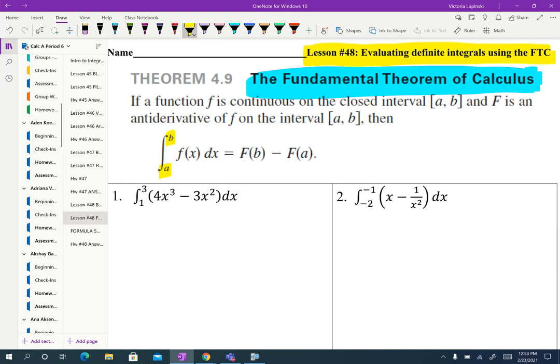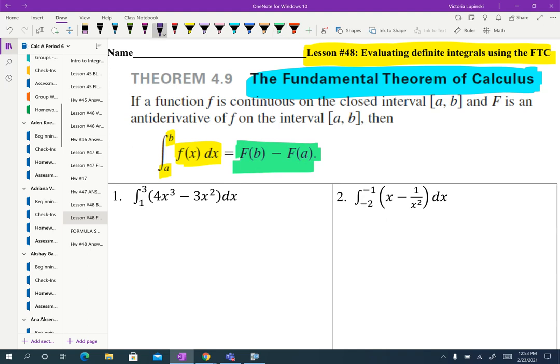So again, what is the fundamental theorem of calculus? Well, here's what it says. If a function f is continuous on the closed interval from a to b, and big F is an antiderivative of little f on that same interval, a to b, then the fundamental theorem of calculus says this. If you are integrating some function from a to b, and again, dx is the variable of integration, so it just has to be there, you're going to integrate little f, and you're going to get big F, and you're going to evaluate it at each of those bounds.